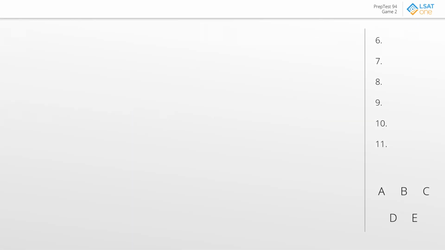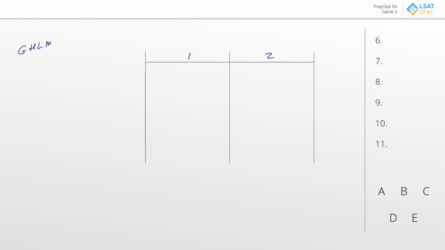All right, so for this game, looks like we have what is a pretty standard in and out game. We basically have a bunch of these courses and they have to be taken in exactly one of these 2 semesters. So we'll set this up with the 2 semesters across the top. And we have the elements themselves. We have G, H, L, M, P, and R.